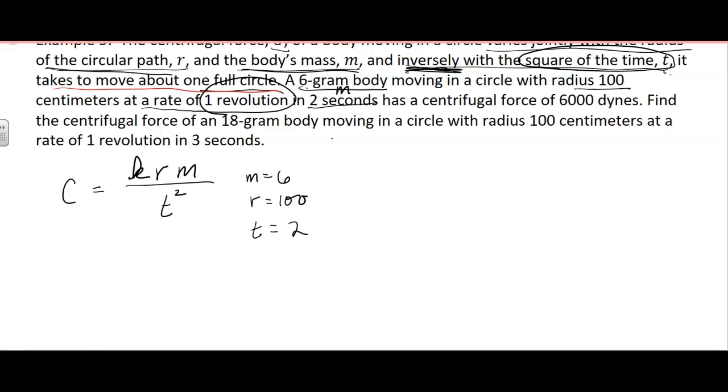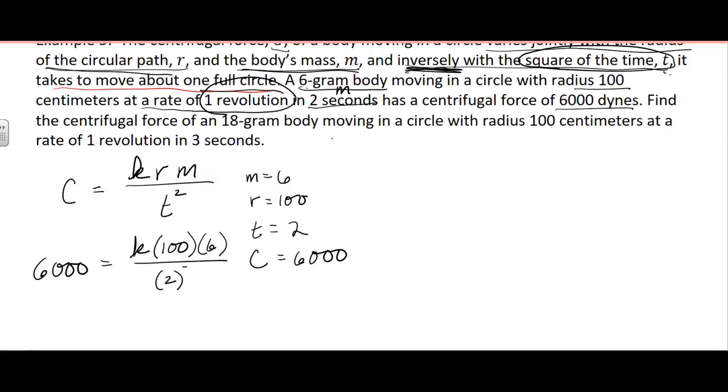And this has a centrifugal force of 6,000 dynes. I looked up dyne. It's a measurement of force, so a new word for us. So we've got all our variables, 4 of the 5. We don't know K, so we're going to figure out K. So here comes our equation: 6,000 equals K times, what was the radius? 100, times the mass, which was 6, over 2 squared.